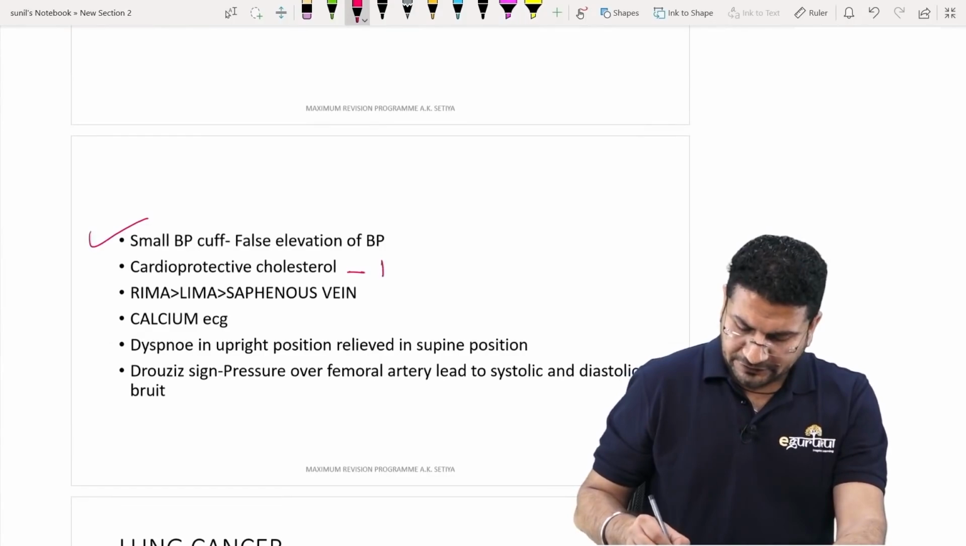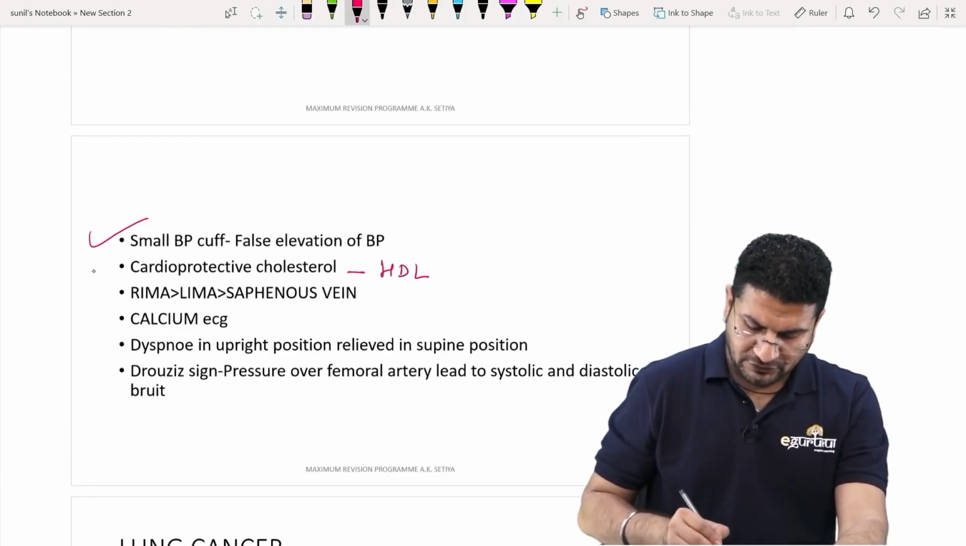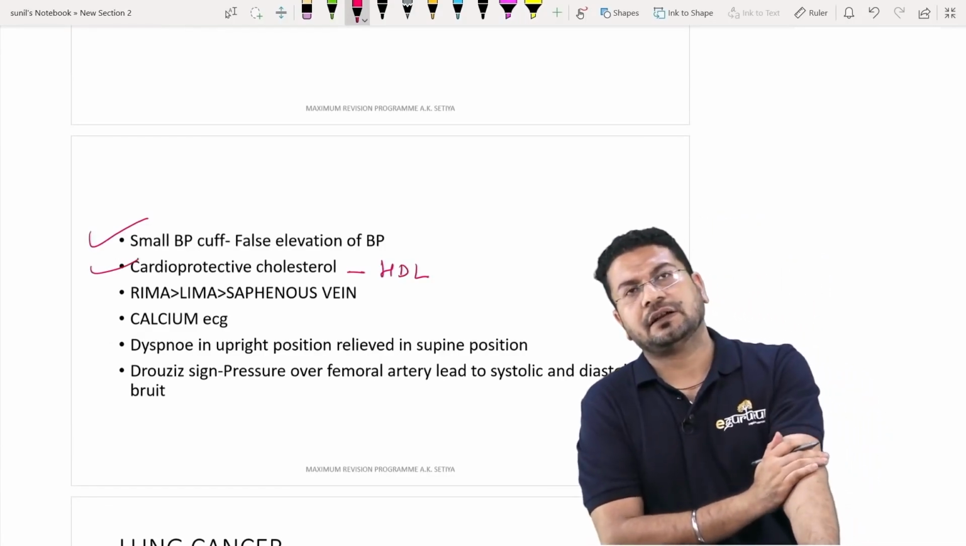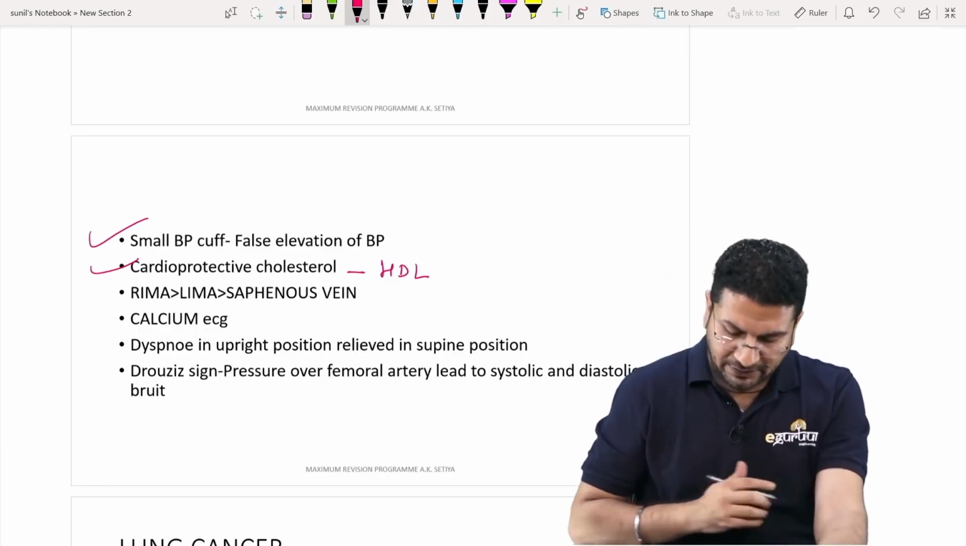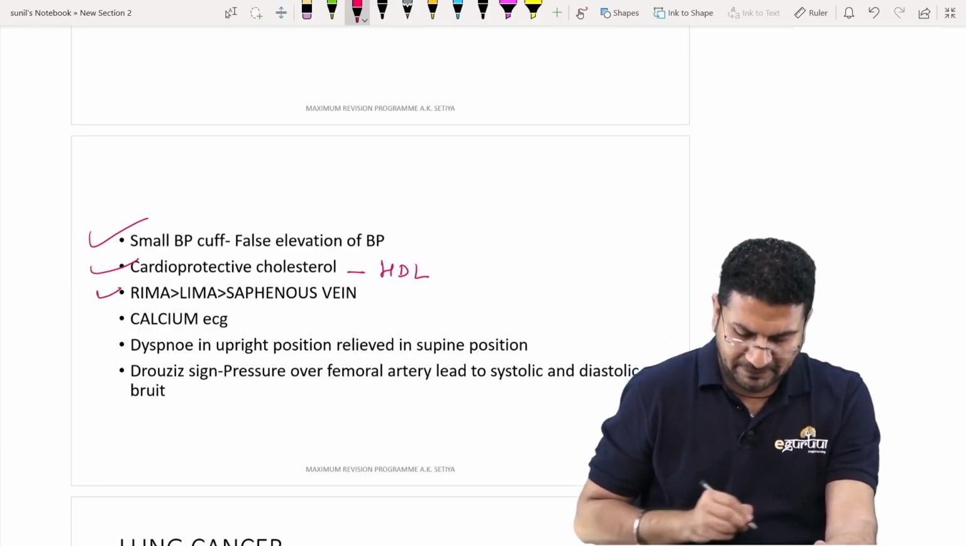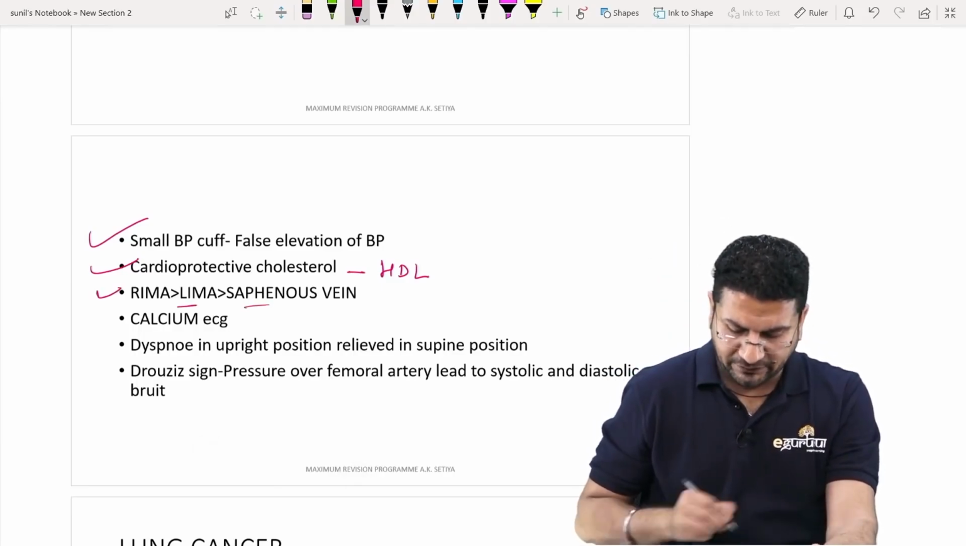Cardioprotective cholesterol is your HDL. The most preferred artery for your CABG is the right internal mammary artery, followed by the left, followed by the saphenous vein.